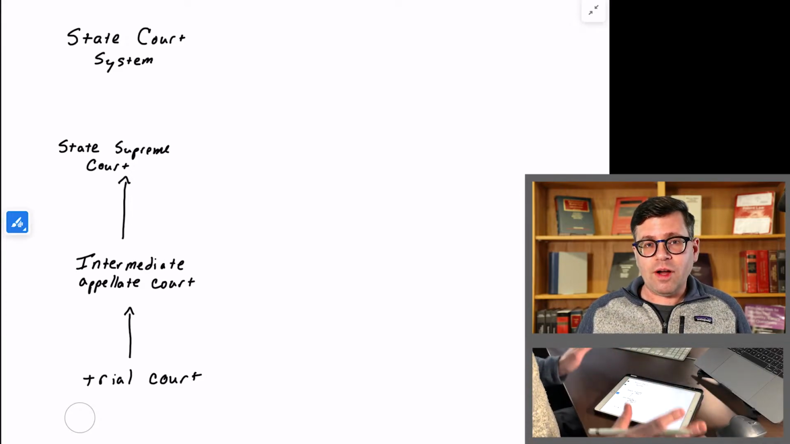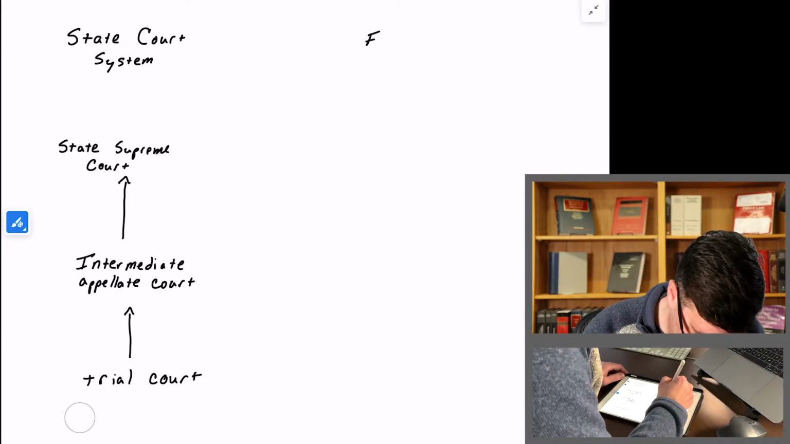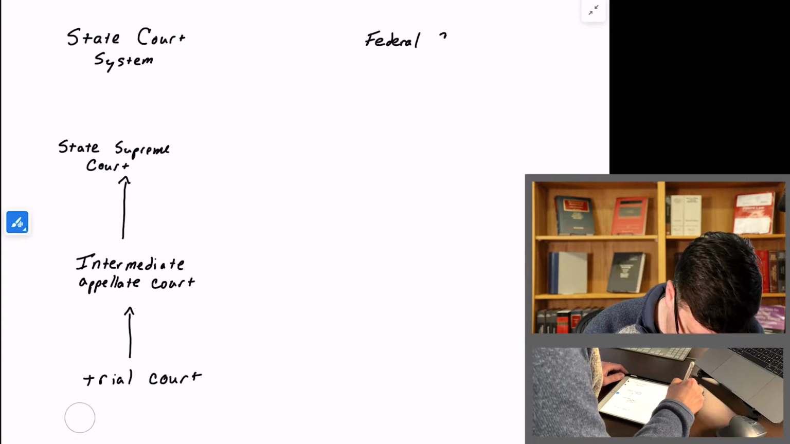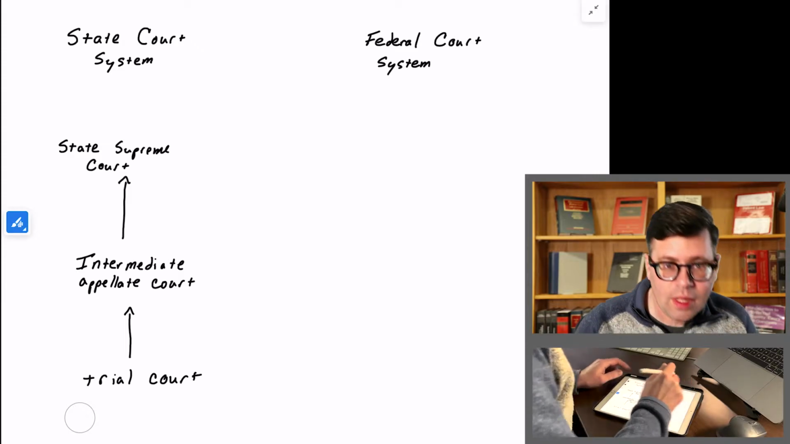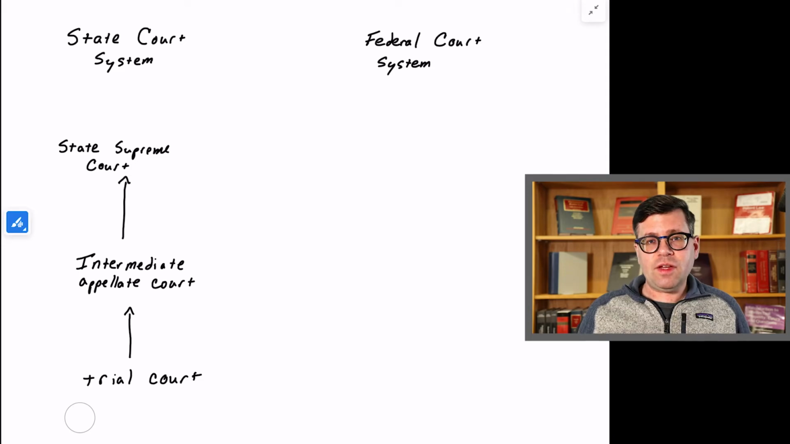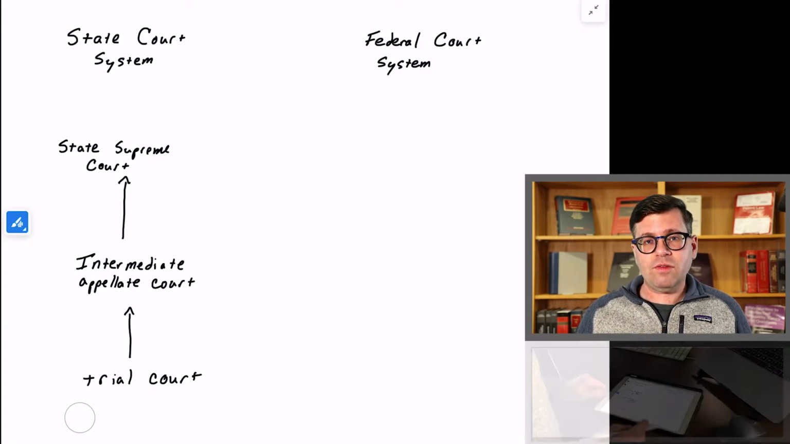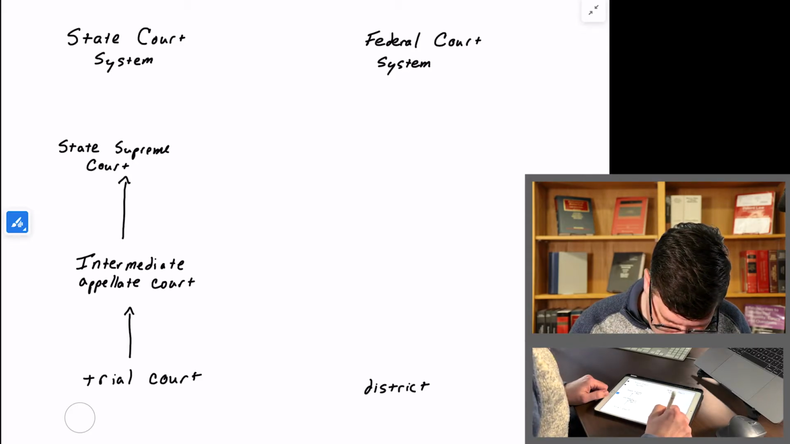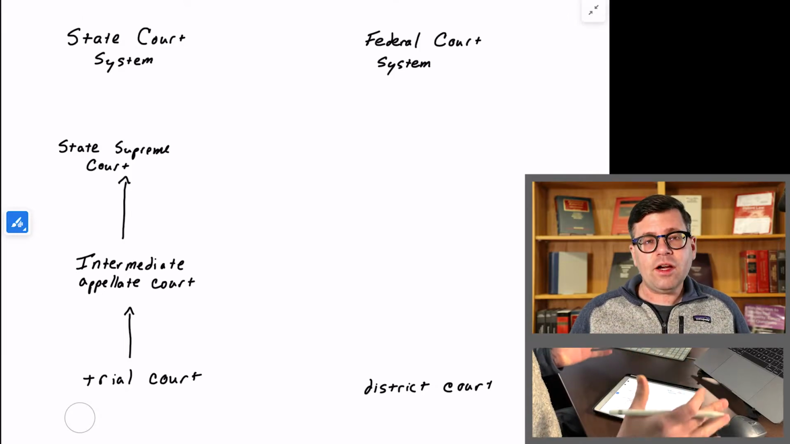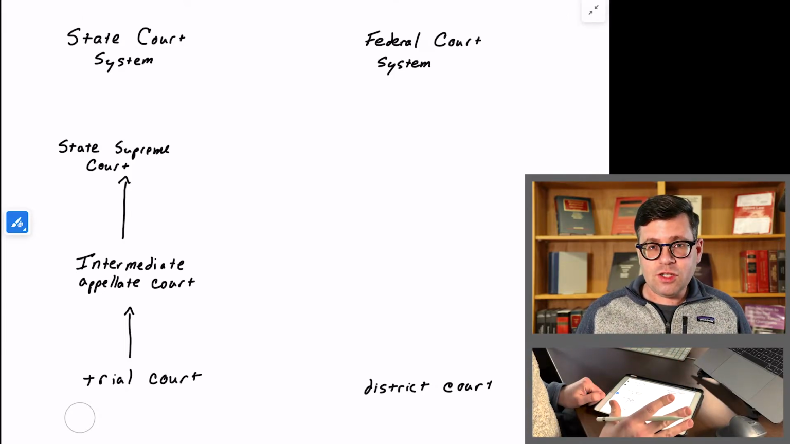Now let's look at a case that's brought in federal court. In this instance, perhaps the plaintiff is bringing federal trademark claims. You can bring trademark infringement claims under federal law. There's a specific portion of the federal law called the Lanham Act that allows for federal trademark infringement claims. Here, the plaintiff files in federal district court.